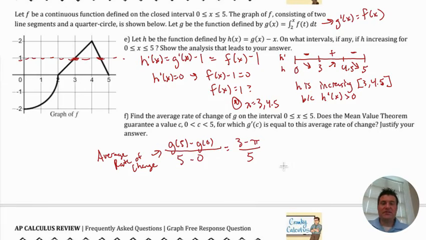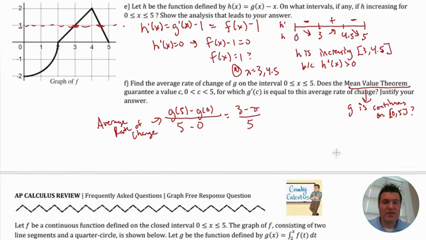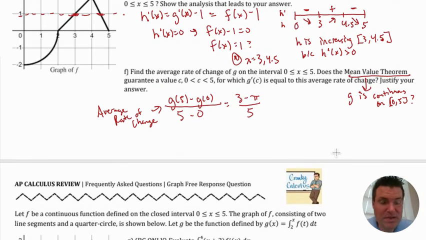So MVT says two things. It says that the function is continuous, so is g continuous on 0 to 5? Should we include those endpoints? Not a big deal, because it says that we just want the interior of this anyway. So is g continuous? That's the first question. And then we need to know, is g differentiable? So g prime is continuous. Continuous. Because g is differentiable.